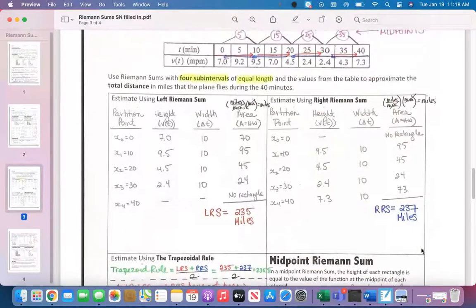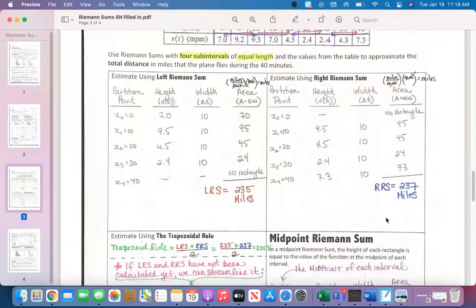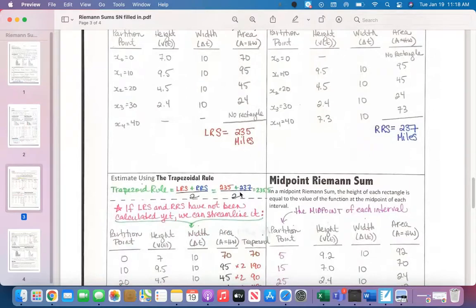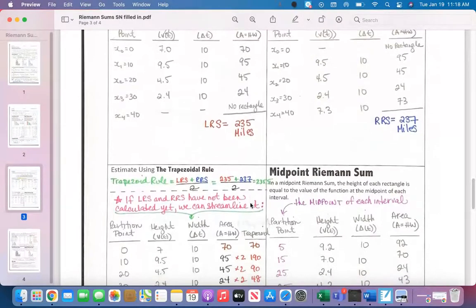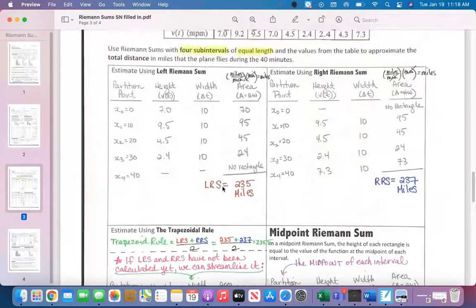So finally, I can take the left Riemann sum and the right Riemann sum, add them together, divide by 2, and I get my approximation to be 235.5 miles altogether. So this is how I would use my trapezoid rule when I have already calculated my left and already calculated my right.